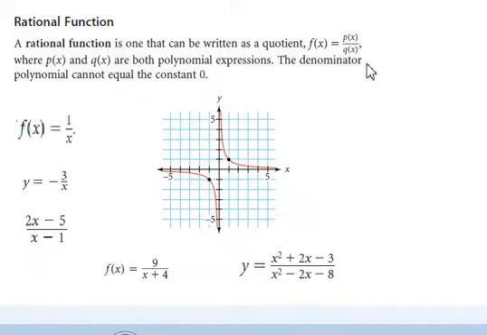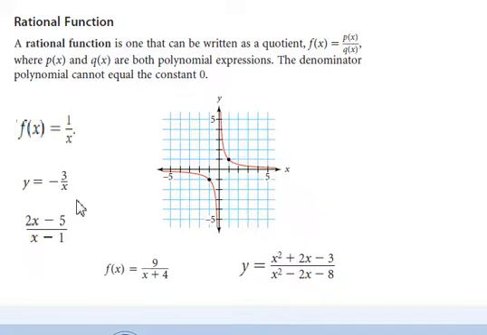A rational function essentially makes up a fraction where you have a polynomial on top of a polynomial. And the only condition is that the denominator polynomial is not equal to 0. Now, f of x equals 1 over x is your parent function. It's your basic rational function, and this is a graph of f of x equals 1 over x.